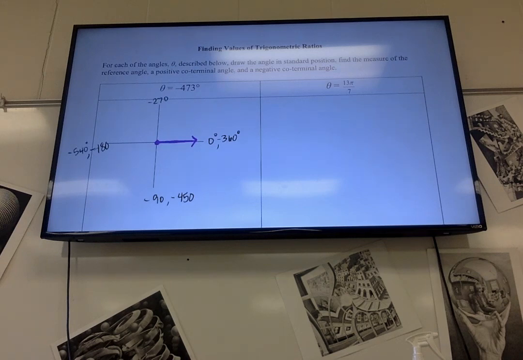So I can see that my angle is going to be in quadrant 3. They go quadrant 1, 2, 3, 4. So it's going to land between negative 450 and negative 540.